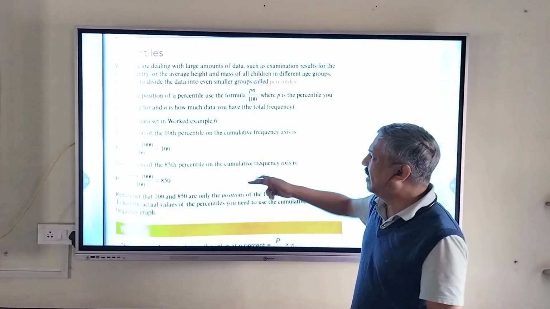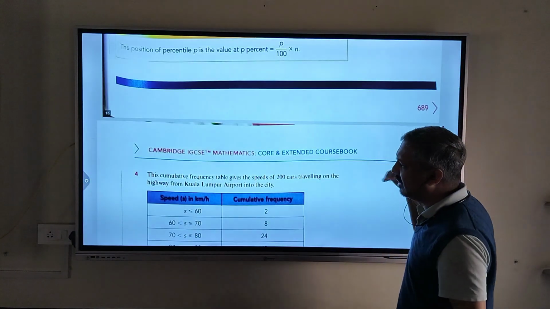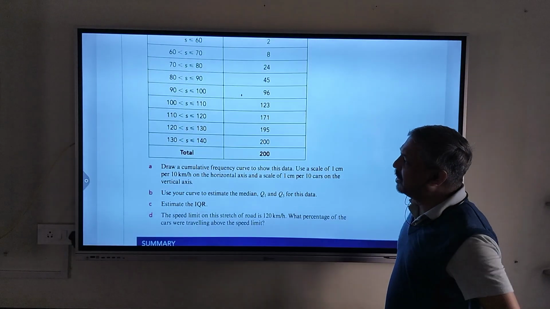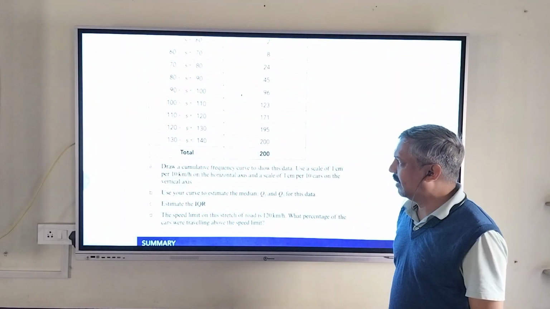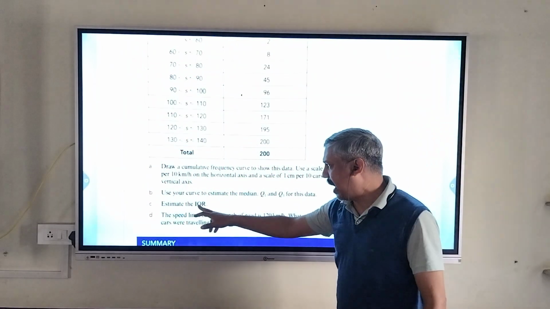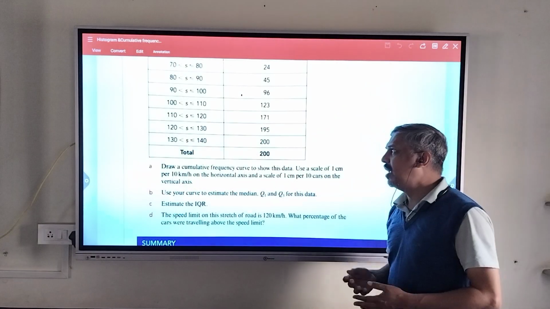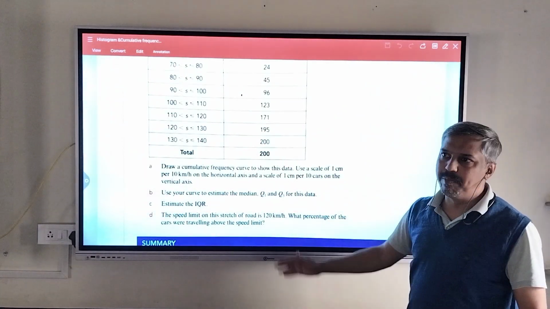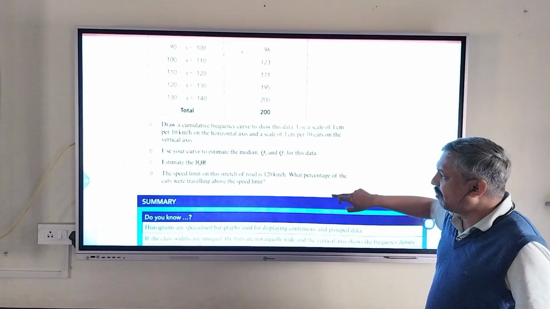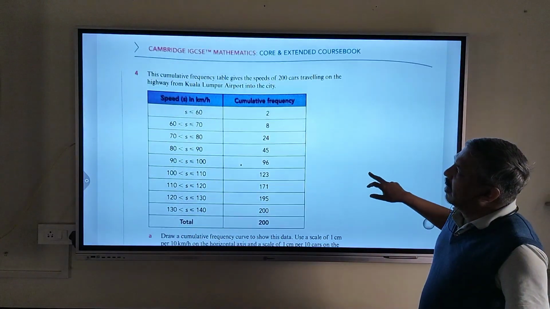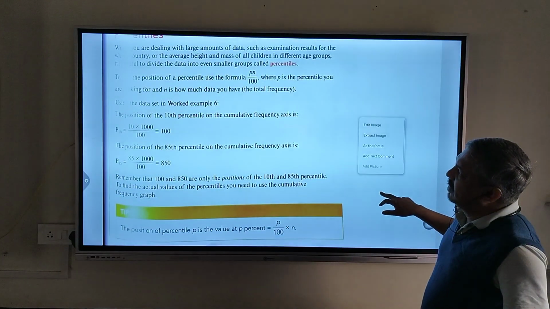The last exercise will have the same thing, but the questions will come as quartiles as well. So you are finding IQR, you are finding Q1 and Q3, and you are also asked to use the percentile as well.